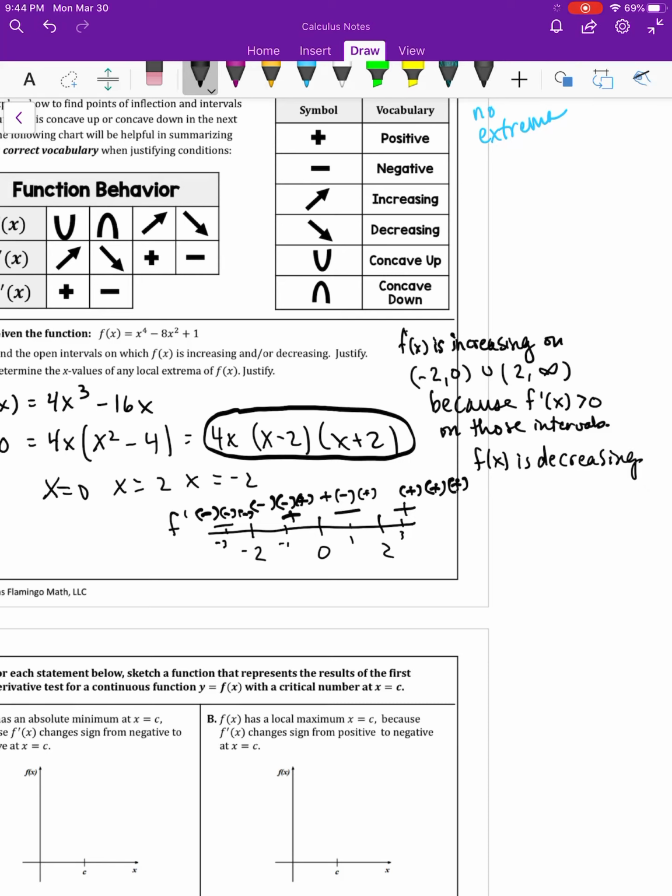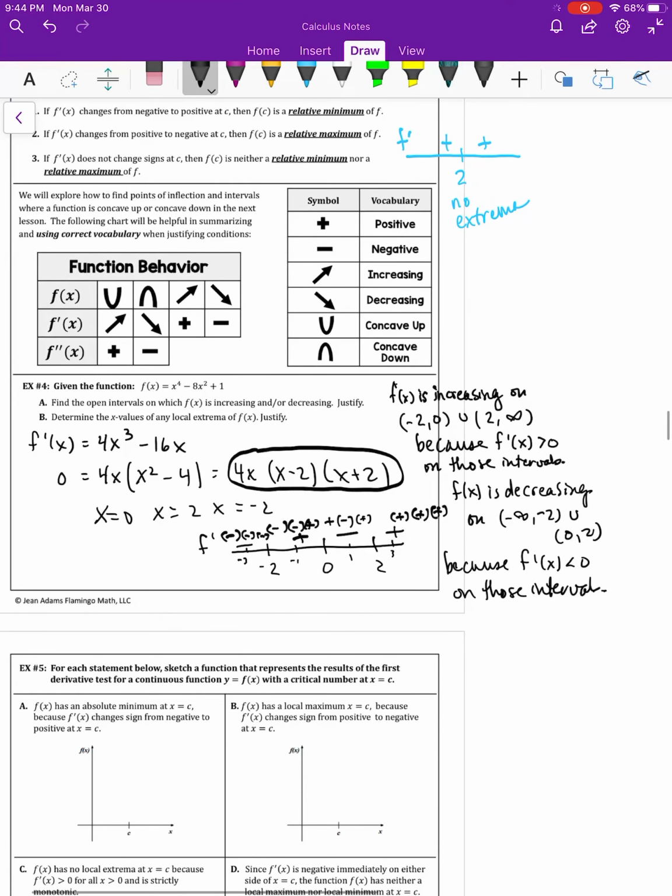And then we would also say f of x is decreasing on negative infinity to negative 2, union 0 to 2, because f prime of x is less than 0 on those intervals.